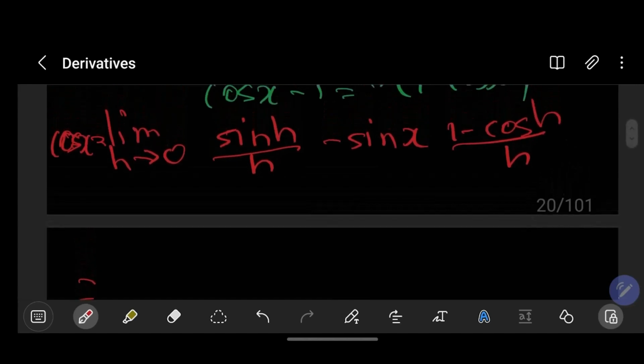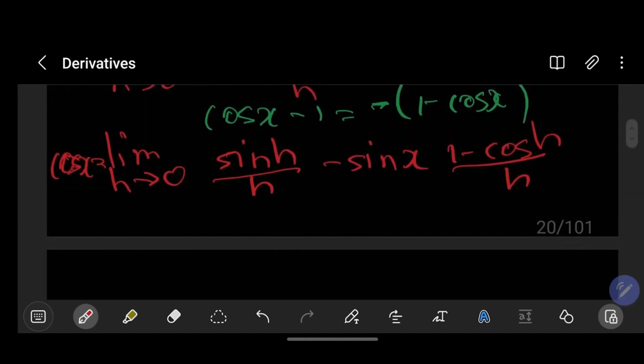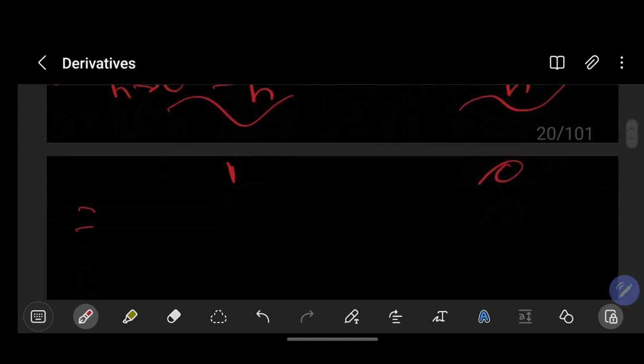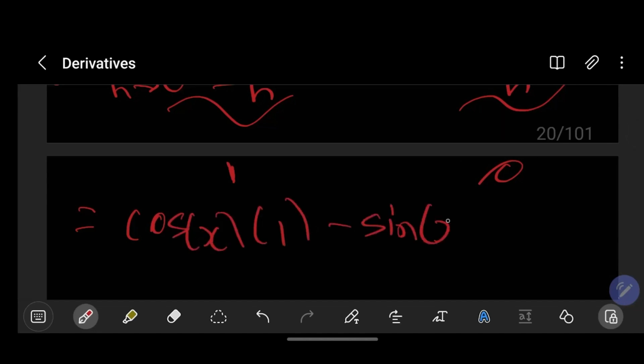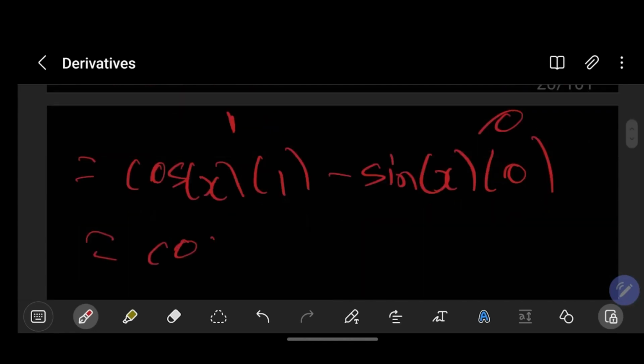Okay, and this is now equal to, we can see that sine of h over h as h approaches 0, on the sine graph, we know that this will give us 1. And we know that 1 minus cos of h over h will give us 0. So if we rewrite this, we'll have cos of x into 1 minus sine of x into 0, and that's equal to cos of x. So we were able to prove this.